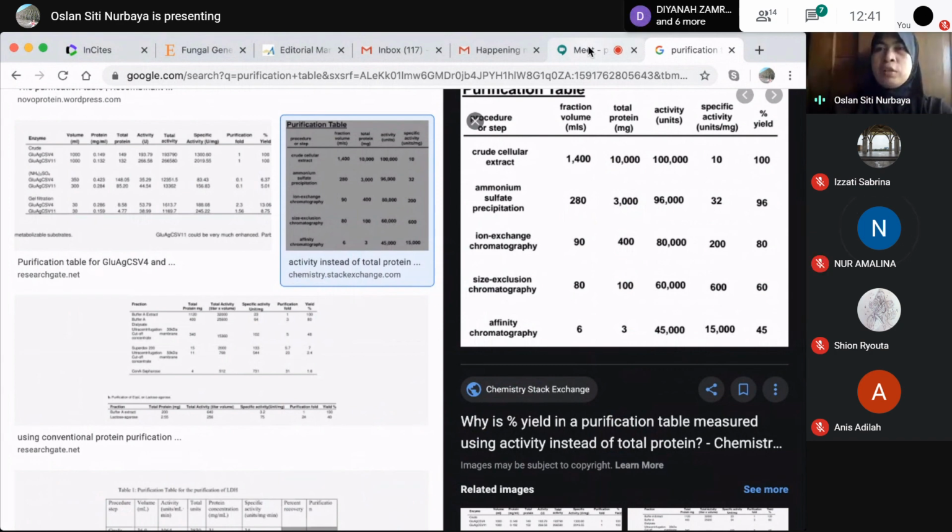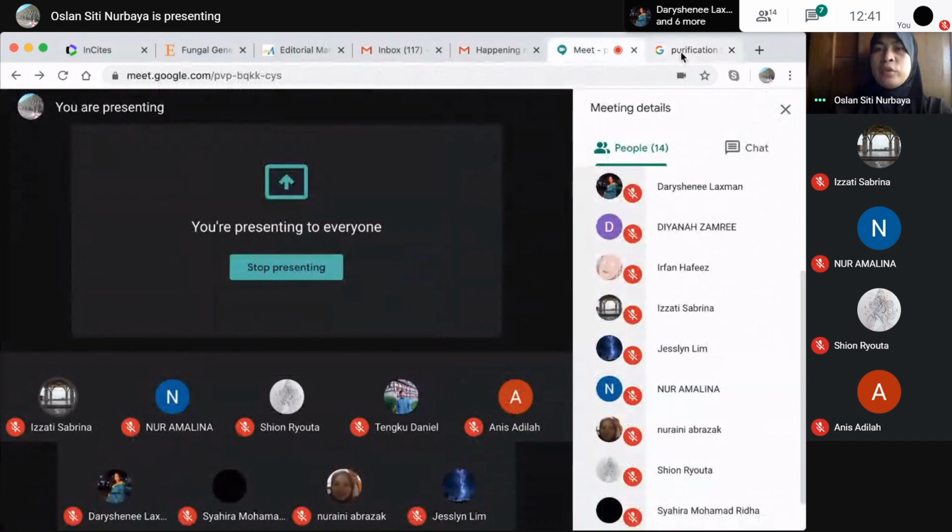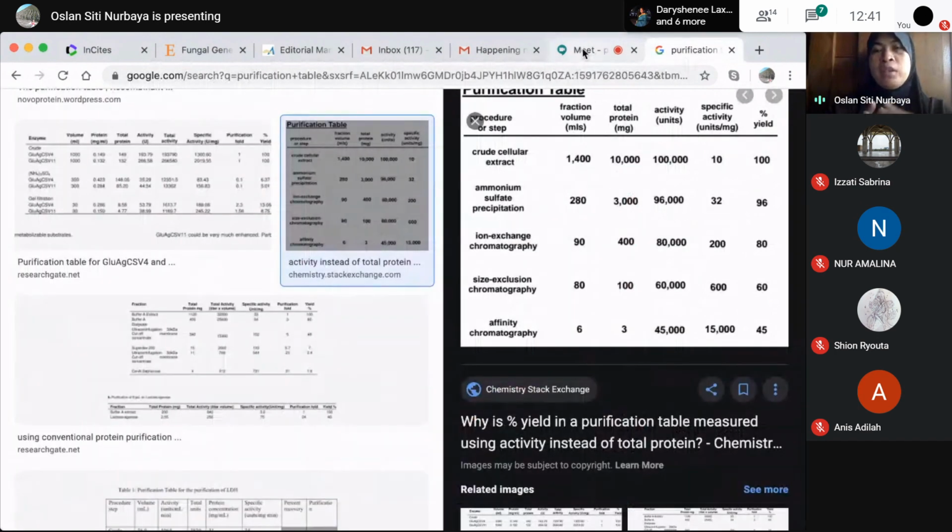The protein will always be there because either it is active or not, the protein will be there, because you are measuring the protein using Bradford or Lowry, right? So Bradford will measure certain amino acids and the peptide bond. So whether it is primary or secondary structure or tertiary or quaternary, they can still be measured using Bradford. But for the activity, they are measuring only the active form.